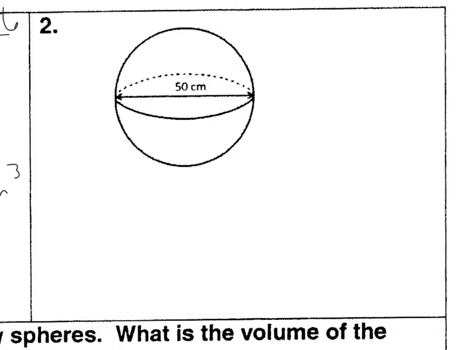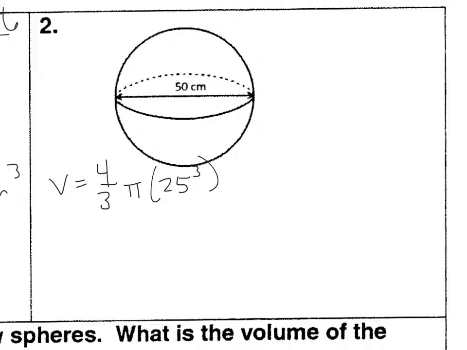Alright, so now we have the diameter. Now remember, the diameter is equal to 50 centimeters, but we don't need the diameter, we need the radius. And our radius is half of the diameter. So our radius is actually going to be 25 centimeters. That's what we're going to use in our equation. So for our equation, we have that volume is equal to 4 over 3 times pi times the radius, which we said is 25 cubed.